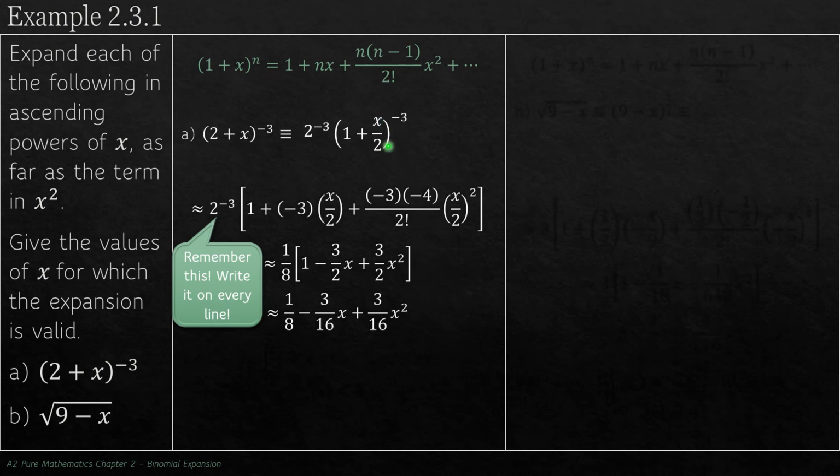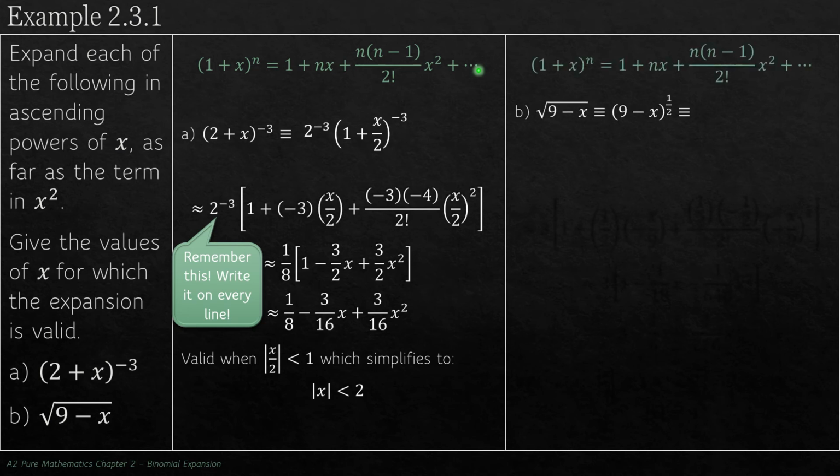I've substituted x over 2 for x in this expansion, so we would do the same with the validity. So it's the modulus of x over 2, whatever is sat in that position goes inside the modulus, and then to simplify it I would just multiply through by 2. So in this question we would be able to take anything between -2 and 2 in terms of doing this expansion. Remembering what we learned in the last lesson, the things closest to 0 are always going to give us the best approximation. Moving on to the next question.